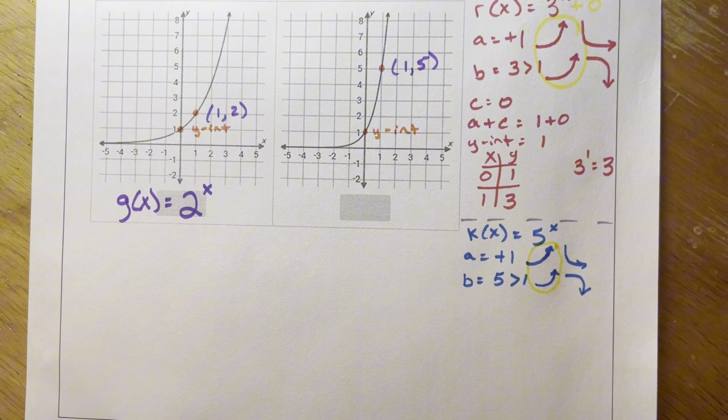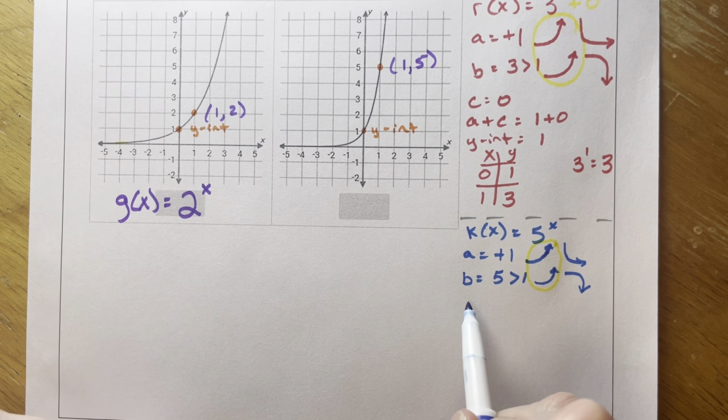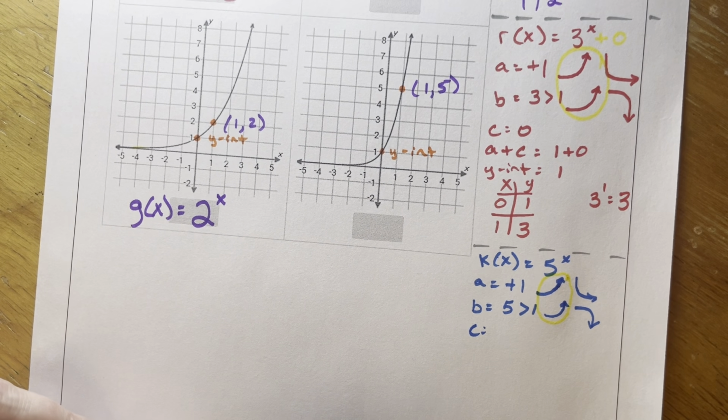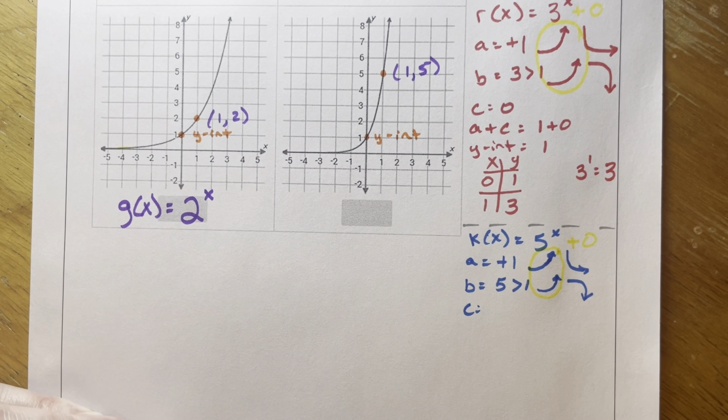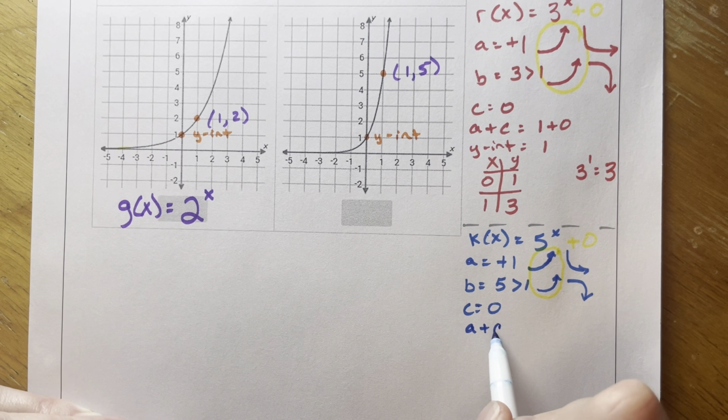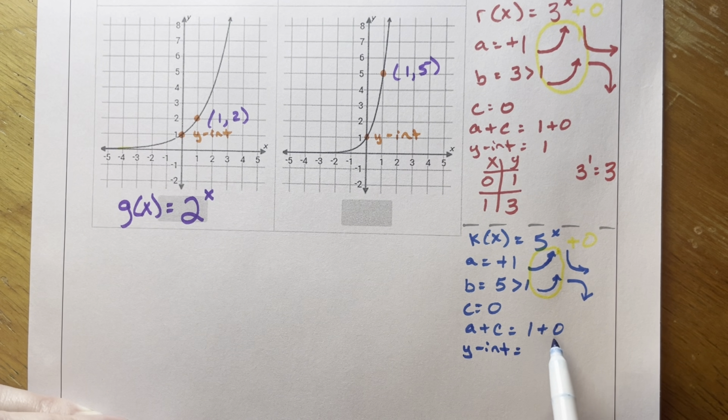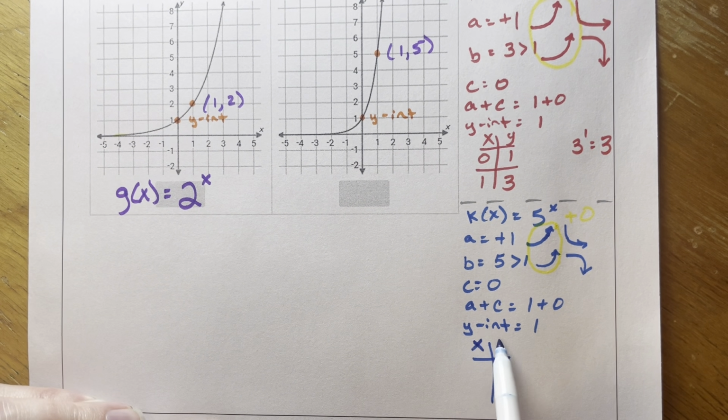Okay, so let's continue forward looking for c. So c is still the number at the end of our equation. And again, if nothing is visible there, that means c is equal to 0. And we use that to help us with a horizontal asymptote. Or, well, actually, in addition, we can use it to help us find our y-intercept. So a is 1 and c is 0, which means that our y-intercept is their sum, which is going to be 1. And from there, we can make our little t-chart to help us plot important points.